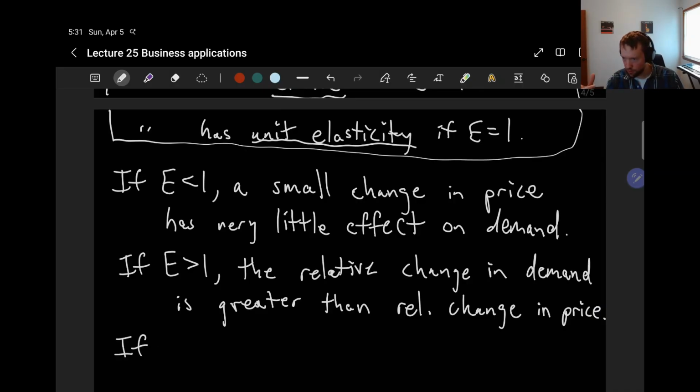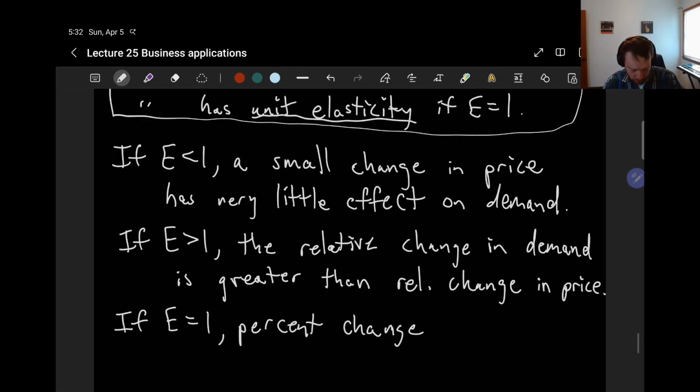And I'm going to show this to you in a bit, but it does turn out that the ideal situation is unit elasticity. So that means that the change is the same between the two things. Okay, so the percent change in both price and demand are the same, are relatively equal.